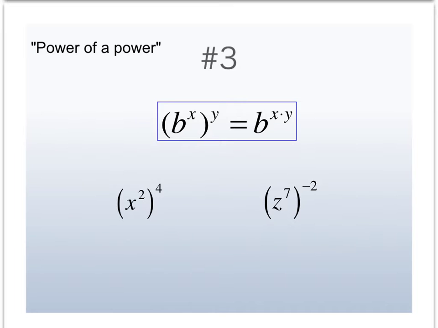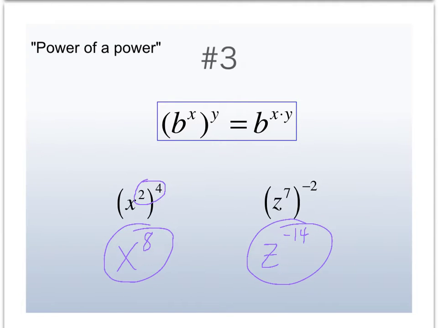So down here we have a couple quick, easy examples. X squared to the 4th, we can multiply the 2 and the 4. We end up with x to the 8th. Here on the right side, we're going to end up with z to the negative 14th. Again, we'll talk about negative exponents later, but for right now, that's as far as we can go.